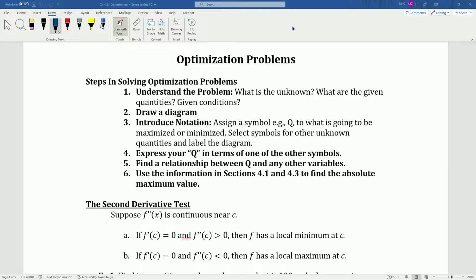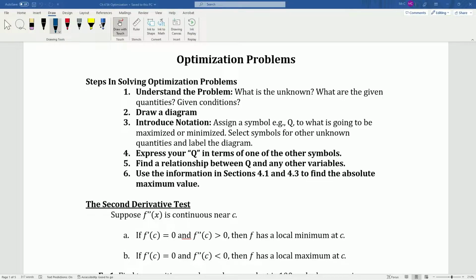Hello everybody, and welcome to our video on optimization problems. So this is going to be another very application-centric section. So we're looking at a basic process here for these real-world problems.